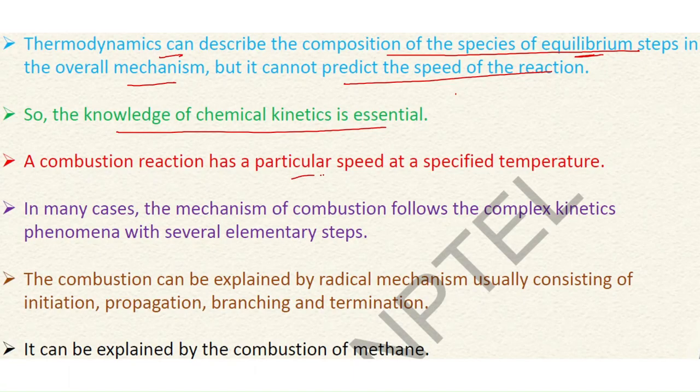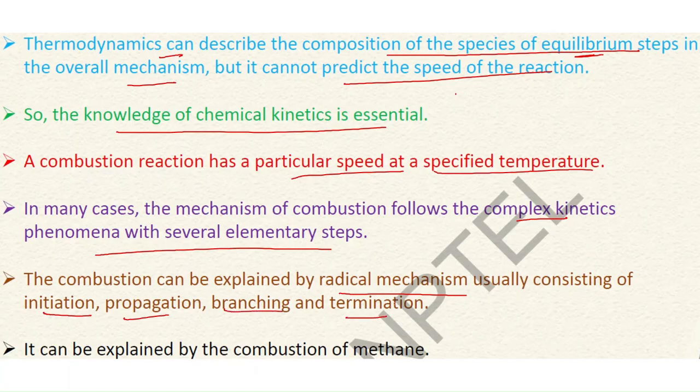A combustion reaction has a particular speed at a particular temperature. In many cases, the mechanism of combustion follows complex kinetic phenomena with several elementary steps. Combustion can be explained by a free radical mechanism, usually consisting of 3-4 steps: initiation, propagation, branching, and termination. It can be explained by the combustion of methane.